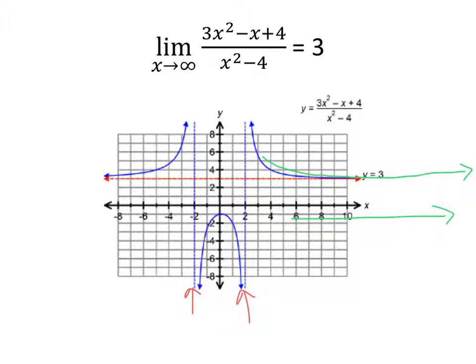Now if I'm looking at this particular graph, I could also say the limit as x approaches negative infinity of f of x is also equal to 3, because as I follow this graph, it's coming down and getting closer and closer to that value. So that red line is my horizontal asymptote.